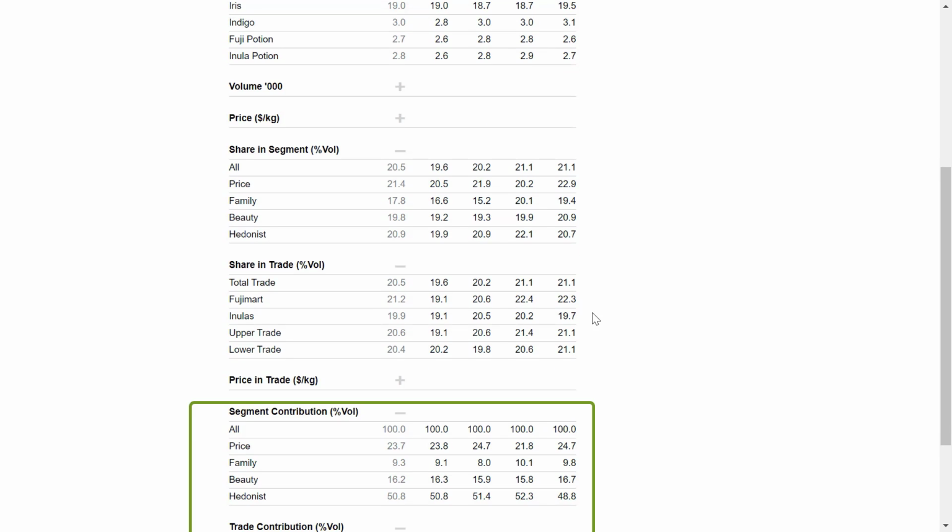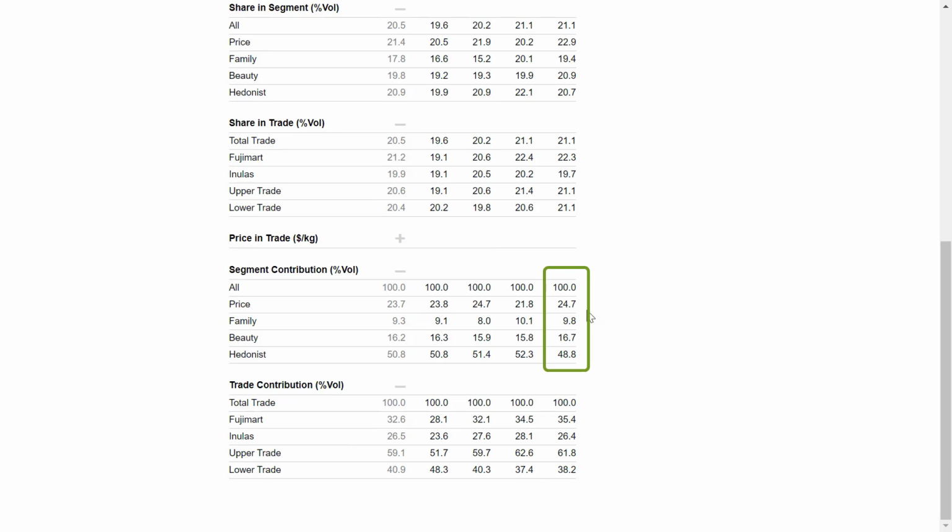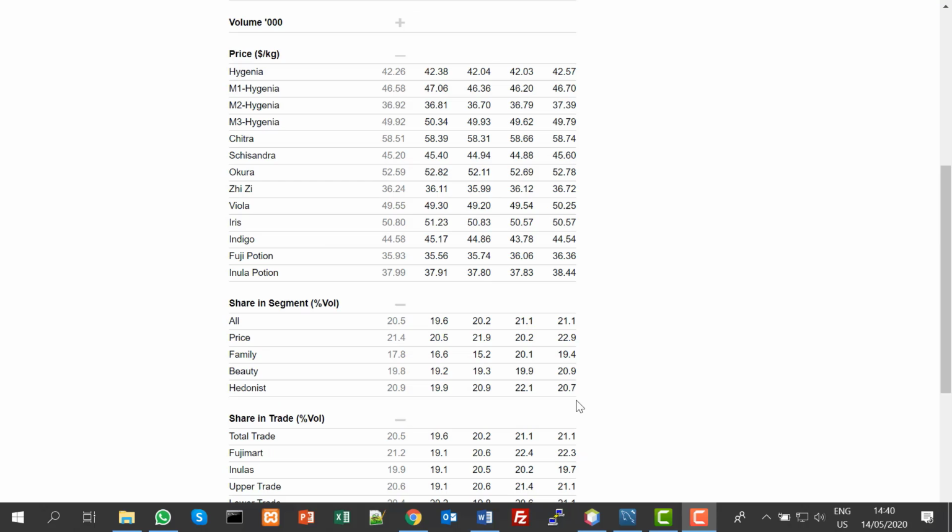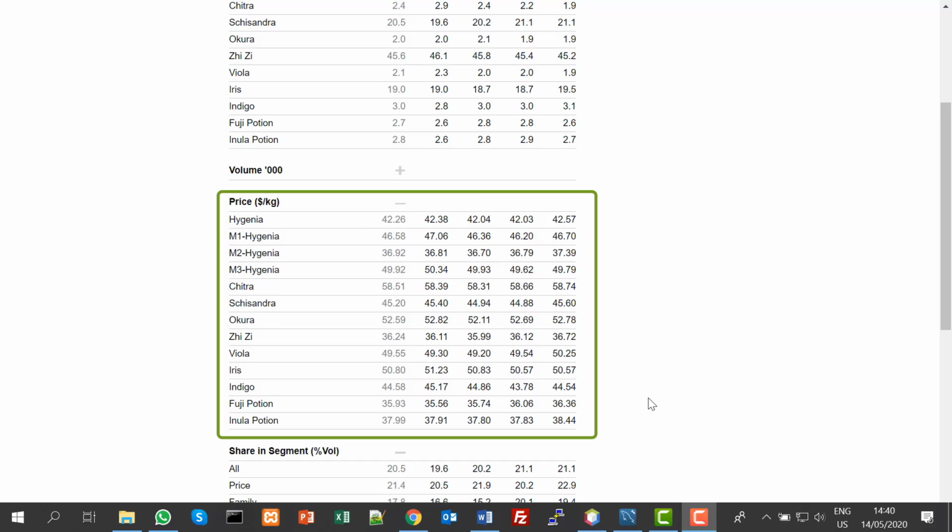The tables at the bottom of this dashboard pertain to contribution. Whereas the segment share table tells us the brand's share in segment, the contribution table provides the breakup of sales across segments. So for instance for Y1Q4, for every 100 kilograms of sales of Cassandra, 24.7 kilograms was sold to consumers in the price segment and 9.8 kilograms was sold to consumers in the family segment, 16.7 kilograms to consumers in the beauty, and 48.8 kilograms to the hedonists. Similarly for the contribution of sales in the trade channels, 61.8% is from the upper trade and 38.2% is from the lower trade. This dashboard also provides information on price.